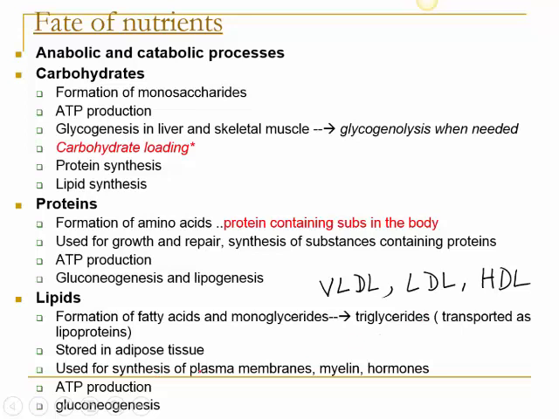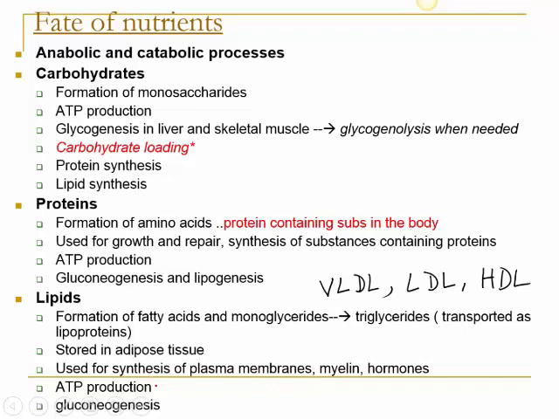Lipids are used, and you need to have some amount of fat in your diet, because cell membranes are lipoproteins. Myelin is a substance made out of lipids. Certain hormones, steroidal hormones, have lipid in their configuration. So you do need lipids for manufacturing these substances. That's why some amount of fat should be there in your diet.